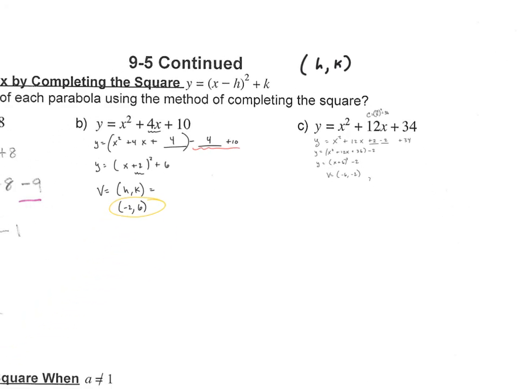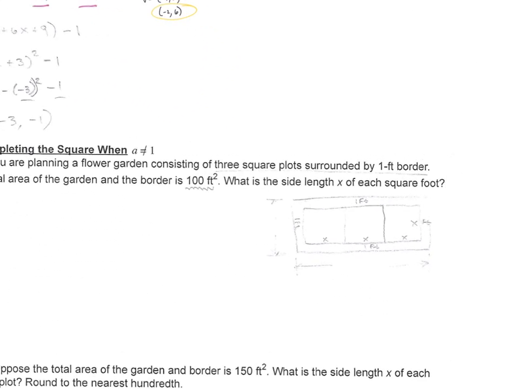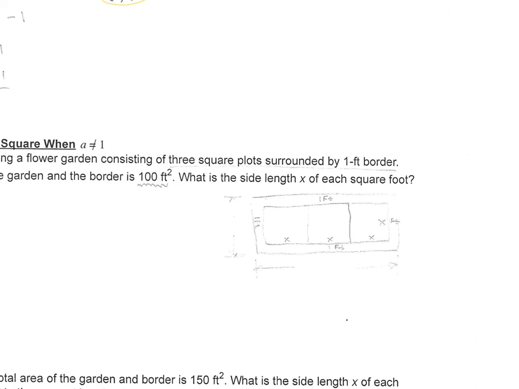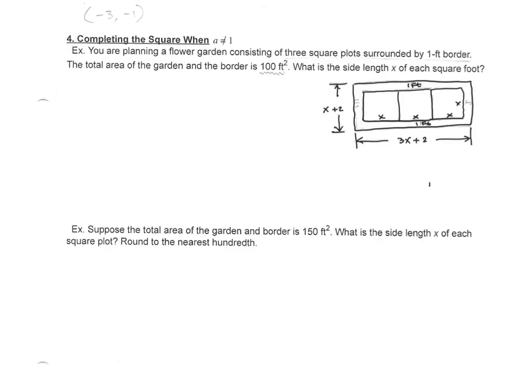So let's see here, going on to using some real world applications, right? Let me go ahead and darken some stuff in here. Okay, I've gone and filled in my drawing a little bit, and it says you're planning a flower garden consisting of 3 square plots surrounded by a 1-foot border, and the total area of the garden and the border is going to be 100 feet squared. What is the side length x of each square plot?